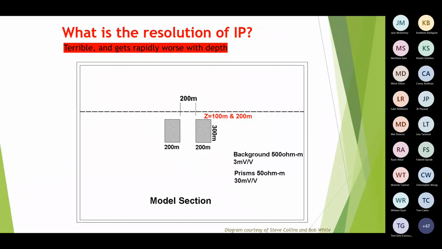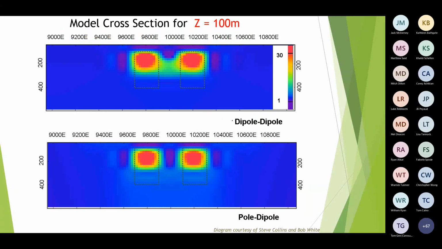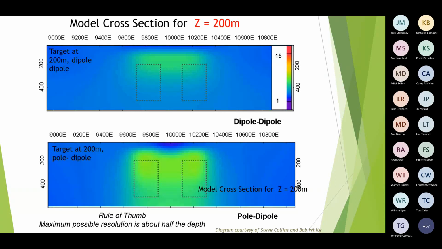So in this case, this is a good example here. We've got two fictitious ore bodies, say 200 meters wide and 200 meters apart. We're going to do two IP surveys over them. Both IP surveys, this is a pole-dipole and a dipole-dipole survey, find the ore bodies. Well done. Great. But these are only 100 meters below surface. Let's move them down to 200 meters below surface. And yeah, sort of find them. Not really.